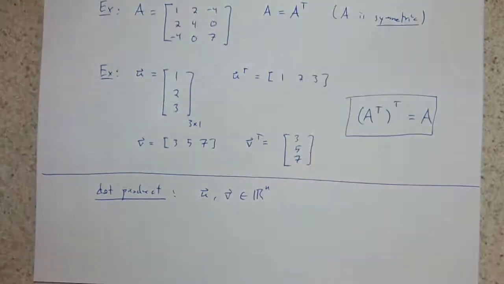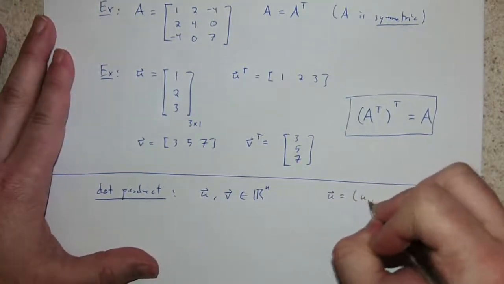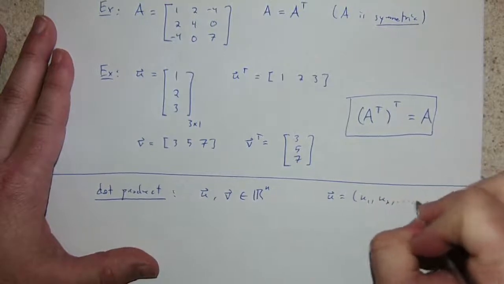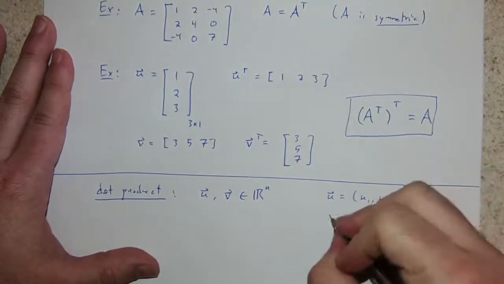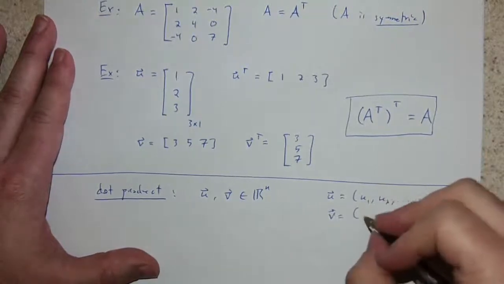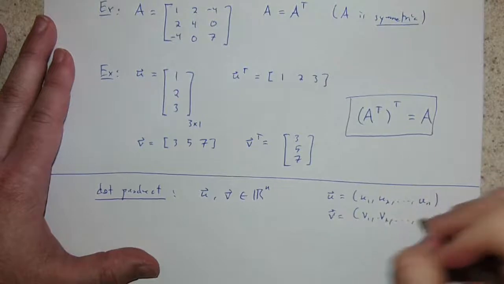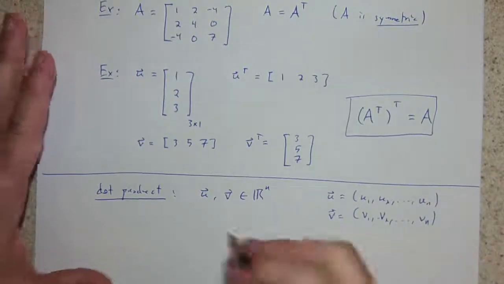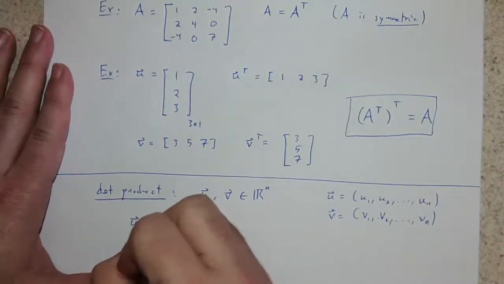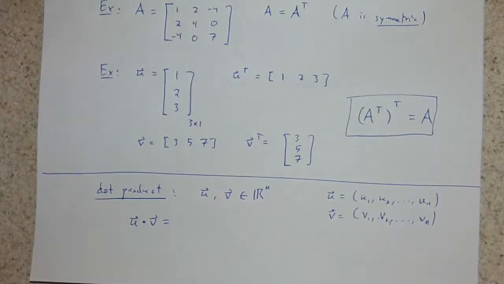Now, when you were first introduced to dot product, you may have been thinking about these as ordered pairs, right? So maybe you're like, okay, u is the ordered pair u1, u2, and so on out to un, and v is, sorry, not ordered pair, ordered n-tuple. v is the n-tuple v1, v2, all the way out to vn, right? And then you can define u dot v.